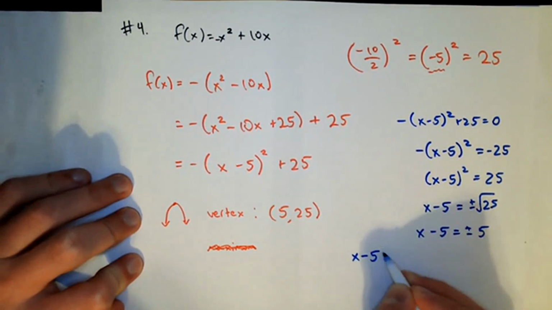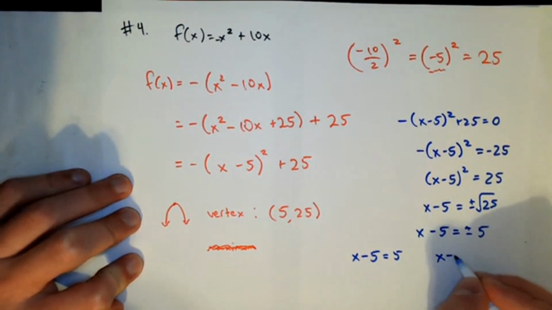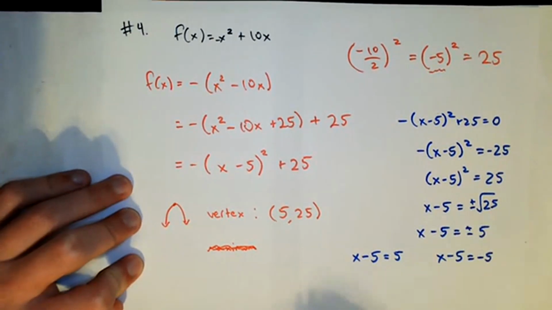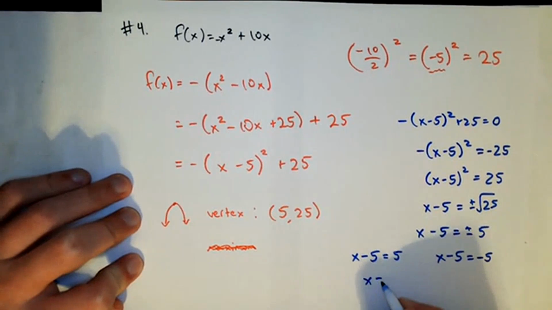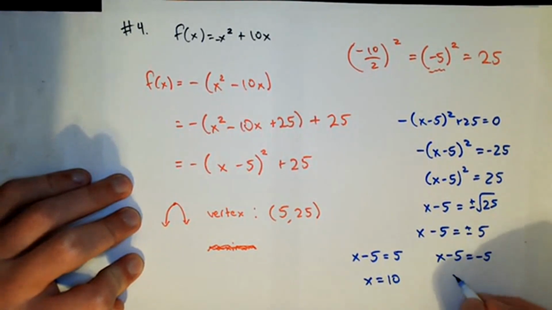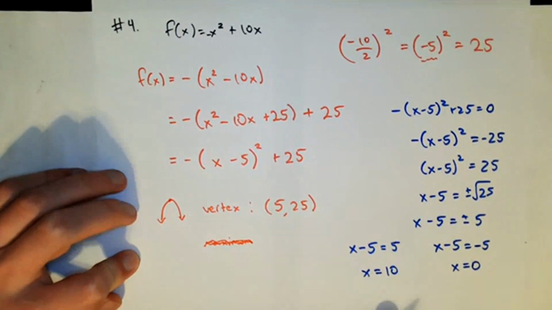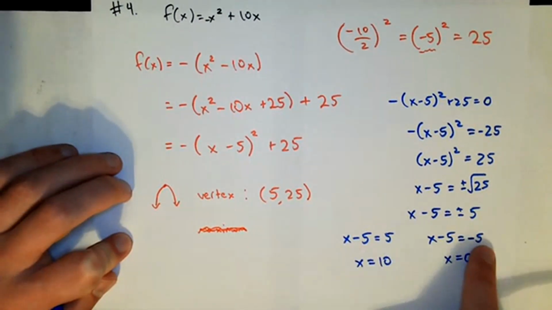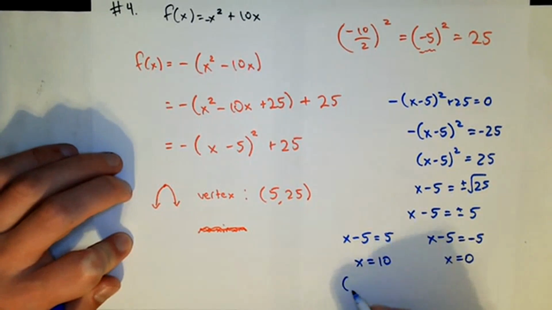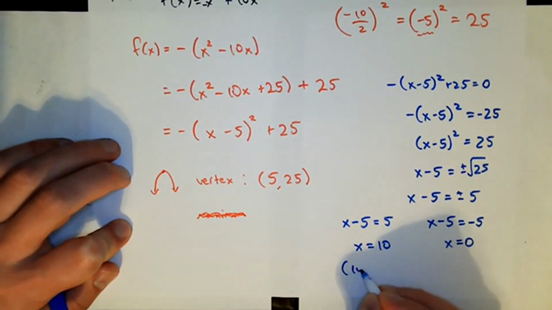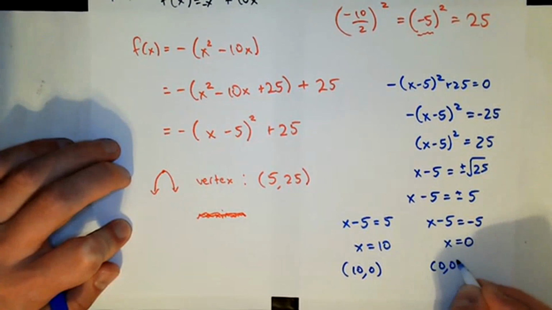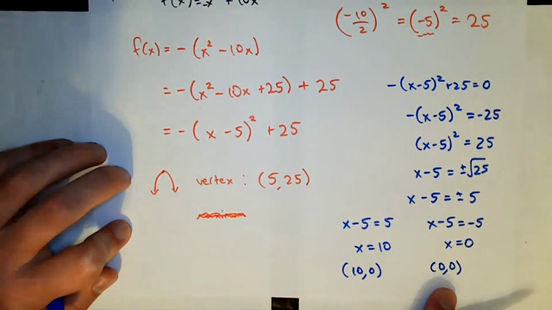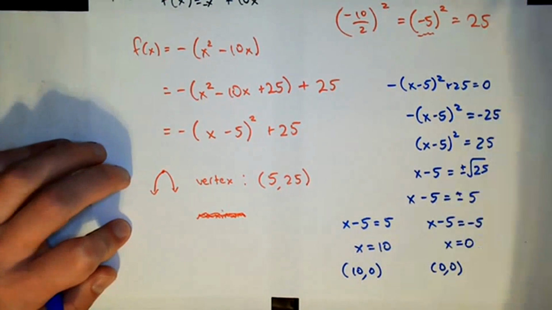So my two solutions are x minus 5 equals 5, or x minus 5 equals negative 5, splitting around the plus or minus, right? This solution gives me x equals 10. This solution gives me x equals 0. Adding 5, right? 5 plus 5 is 10. Negative 5 plus 5 is 0. So my two solutions are (10, 0) and (0, 0). So it goes through the origin. That means that's also going to be my y-intercept, but we'll show that.